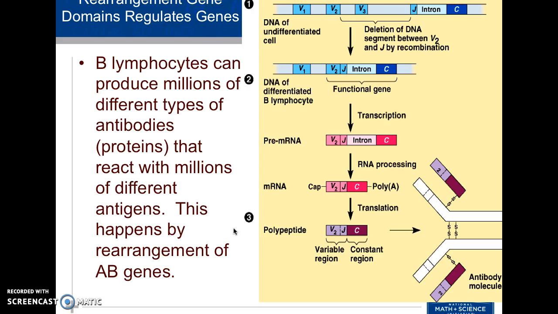The rearrangement of gene domains can also regulate genes. When we talk about beta lymphocytes, if we remember back to the immune system, we can produce millions of different types of antibodies that react with millions of different antigens. This happens by the rearrangement of your A and B genes. If we look at the image, it occurs in 3 steps. We have the DNA of an undifferentiated cell. Essentially, that means that it does not have a purpose yet.